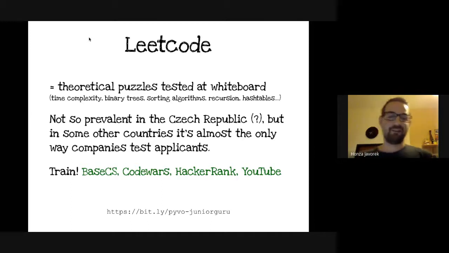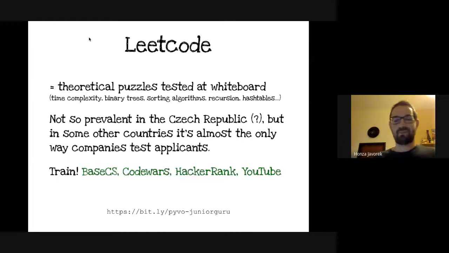There is a nice website, Base CS, based on computer science, which I think I've put in the links in the Google document. And there are websites like Code Wars, HackerRank. You'll find more where you can train these exercises. And on YouTube, you can find videos on how to understand the algorithms and so on. So you should definitely know that this exists, and I wish you good luck not to meet any tests like this.